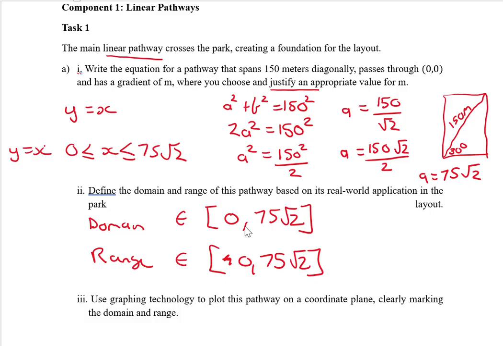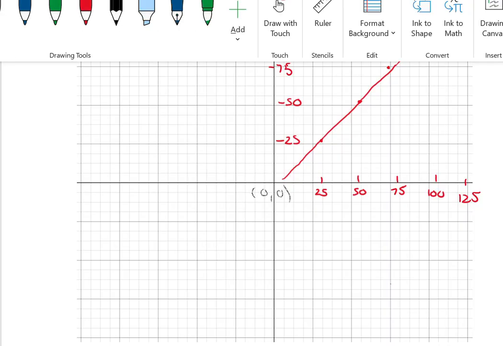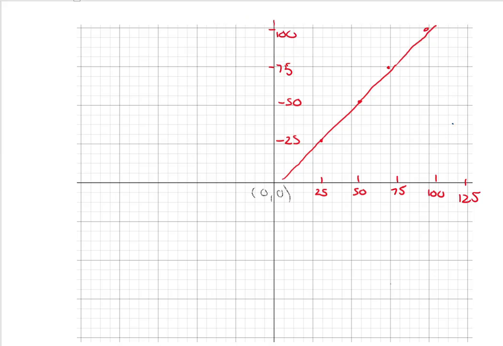Okay, so I just wanted to double check that the max is 75 square root 2. So I'm just going to go back down now and write that in. 75 square root 2, 75 square root 2. That will be my endpoint. That's like 106. So those are the 2 points that we need. Okay, so now we are going to go down and look at the next.